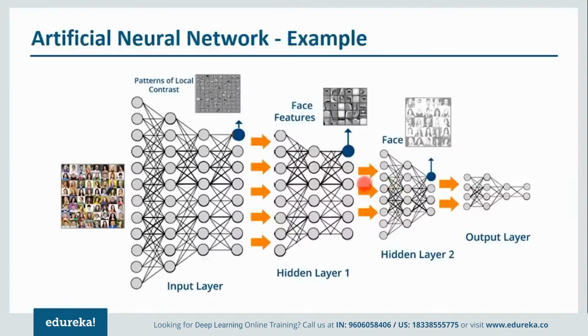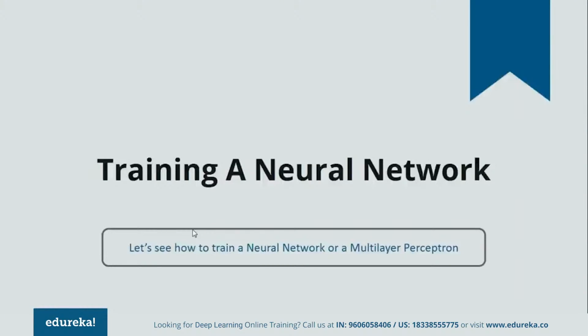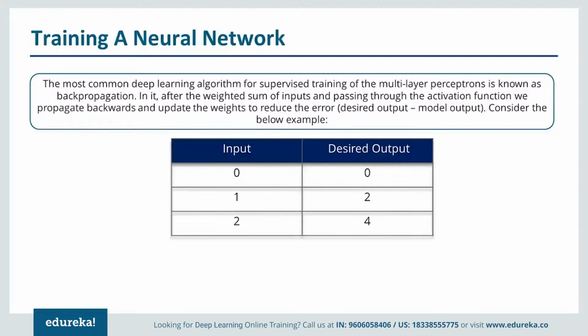So this is basically how an artificial neural network works. There's a lot of training and learning involved, which I'll show you now. Training a neural network: how do we actually train a neural network? The most common algorithm for training a network is called backpropagation.